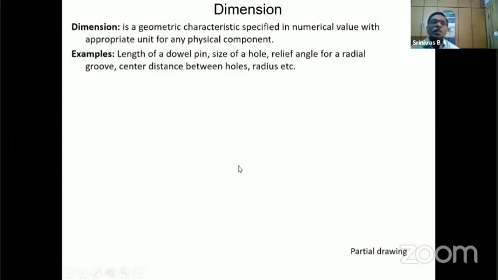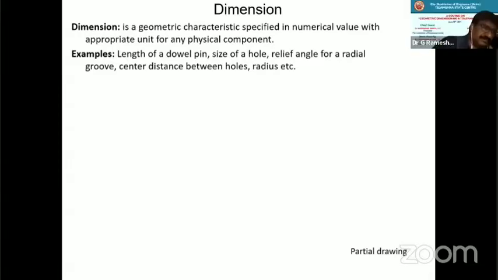So now, to all the participants, what is dimension? Dimension is a geometric characteristic specified by a numerical value. Am I right, sir? Examples are numerous: length of a dowel pin, size of a hole, relief angle for a radial groove, center distance, and so on.